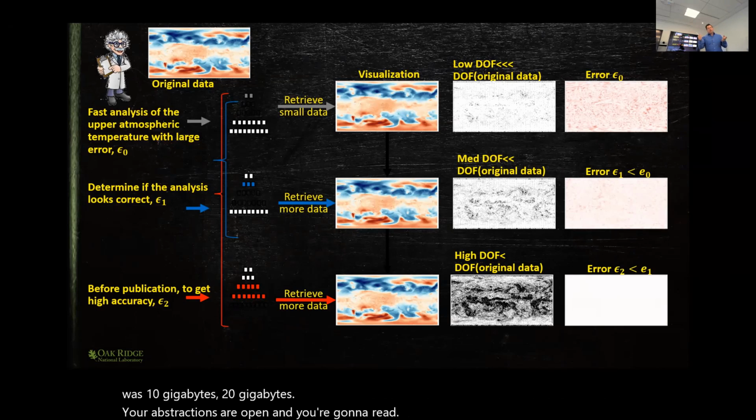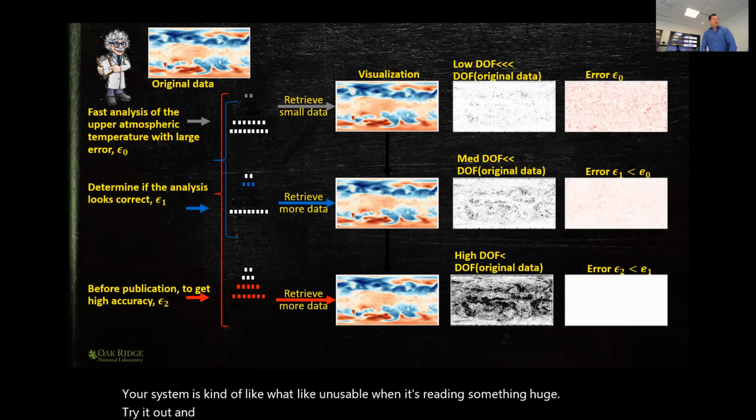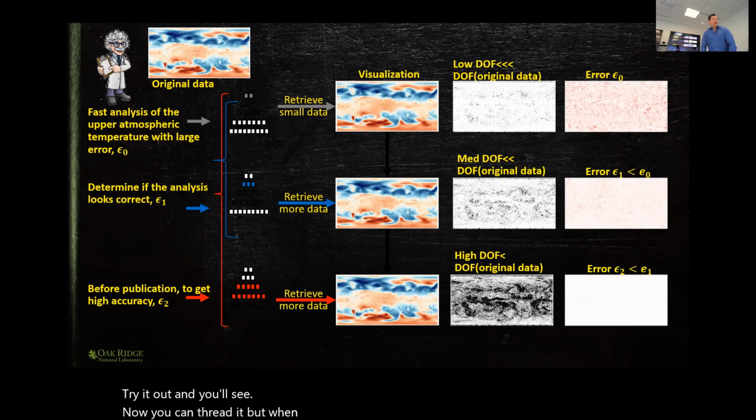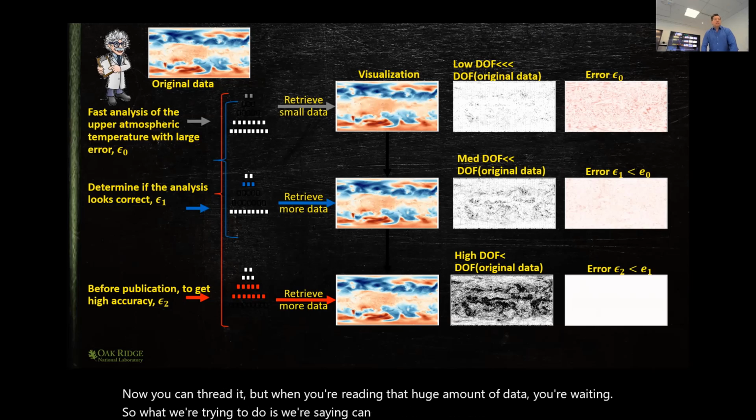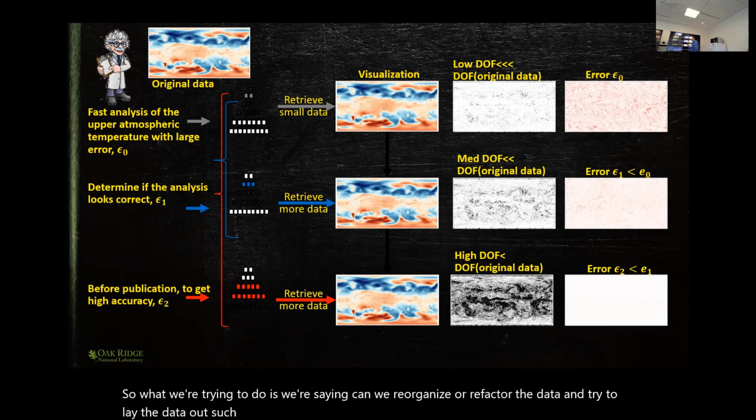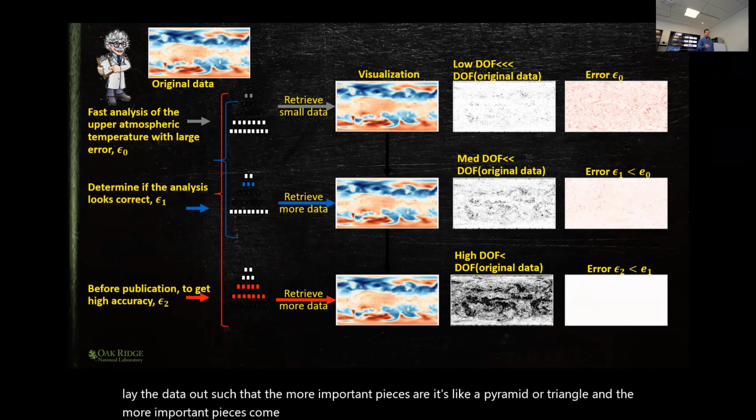And when it's reading, your system is kind of like what? Like unusable when it's reading something huge? Try it out and you'll see. Now you can thread it, but when you're reading that huge amount of data, you're waiting. So what we're trying to do is we're saying, can we reorganize or refactor the data and try to lay the data out such that the more important pieces, or it's like a pyramid or a triangle, and the more important pieces come first. Now, this was some of the original ideas behind FFTs, right?